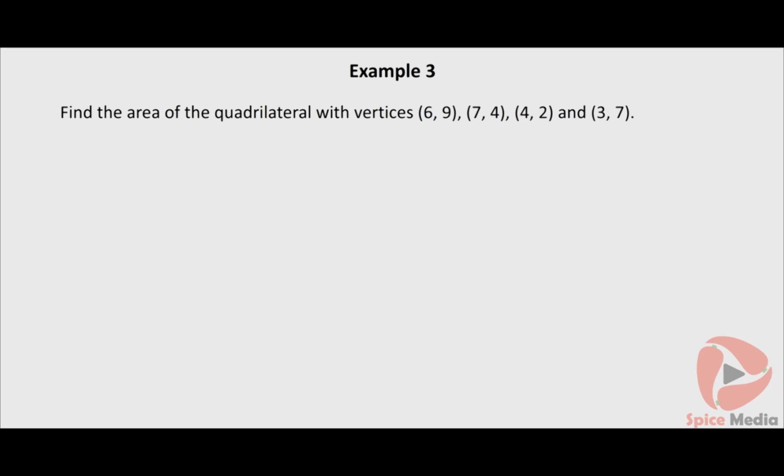Example 3. Find the area of the quadrilateral with vertices (6, 9), (7, 4), (4, 2) and (3, 7). Click on the solution button to view the solution.